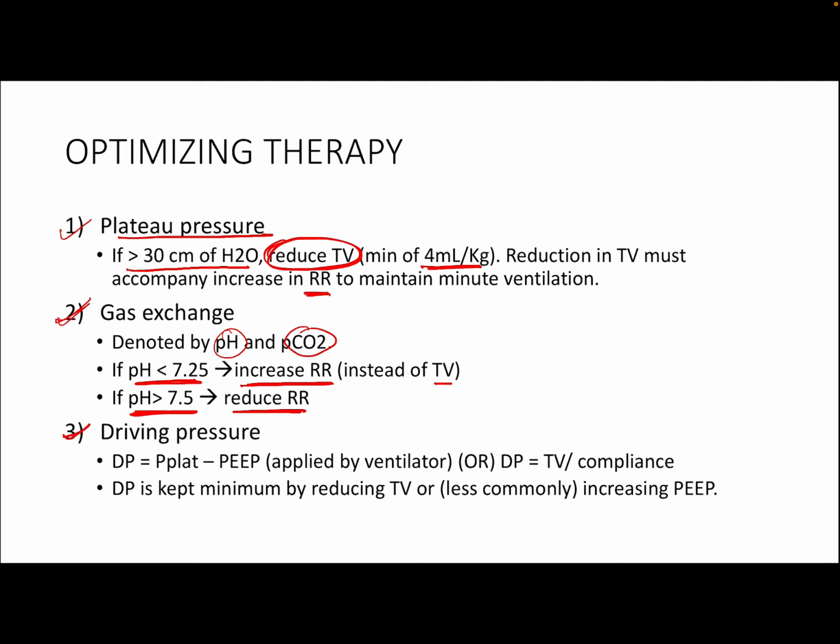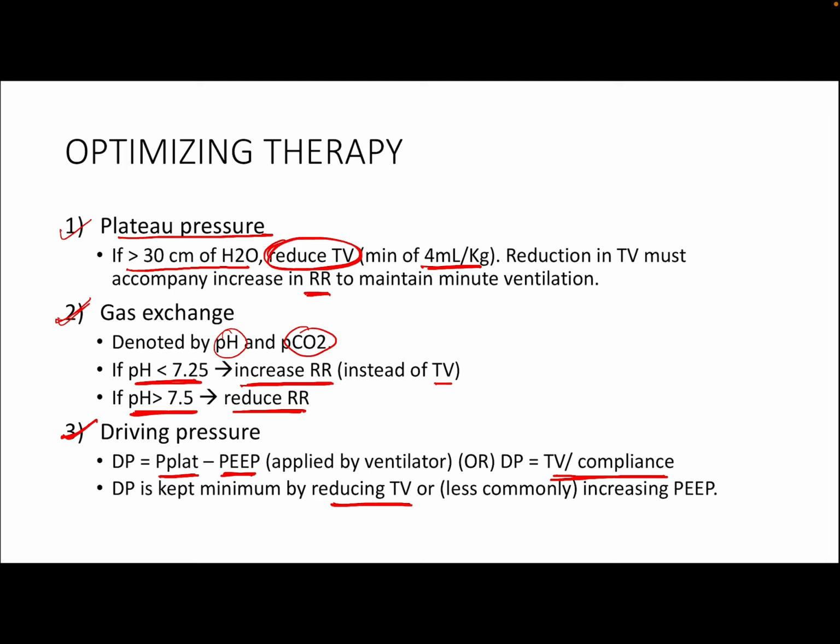Now, the third aspect that we look at is the driving pressure. Driving pressure is formulated by the plateau pressure minus the PEEP. This PEEP, please note, is what is applied by the ventilator. You can also define driving pressure as tidal volume divided by compliance. This driving pressure has to be kept minimum by reducing the tidal volume or increasing the PEEP. Generally, we reduce the tidal volume. That is the preferred strategy.